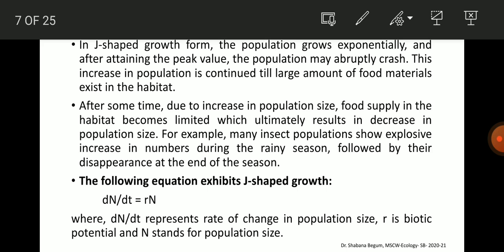The growth is stopped by environmental factors called environmental resistance, and the growth is called density independent as the growth rate is not due to population density till the end is reached when it crashes. The following equation exhibits J-shaped growth, that is dN/dt = rN, where dN/dt represents the rate of change in population size, r is the biotic potential, and N represents the population size.